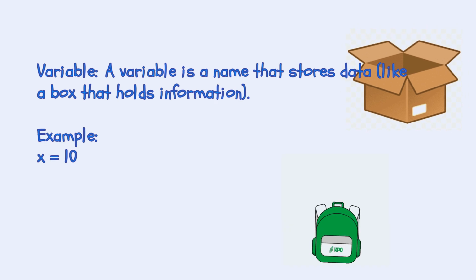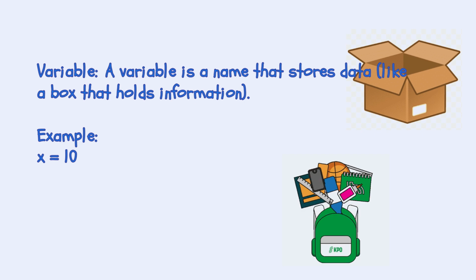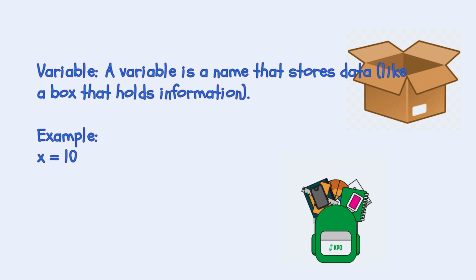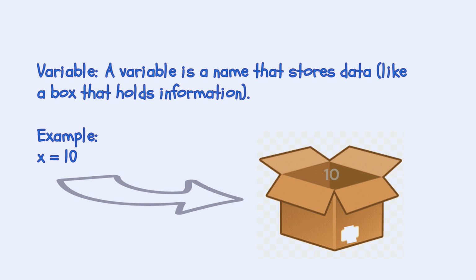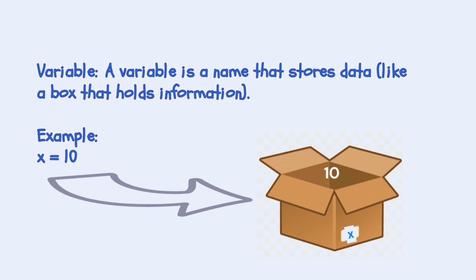Imagine you have a school bag. You can put books inside, take them out, or replace them with new ones. A variable works the same way in coding. For example, in Python, x equals 10. Here, x is the variable, and it stores the value 10. If tomorrow we want x to be 20, we just change it. That's why it's called a variable, because the value can vary.